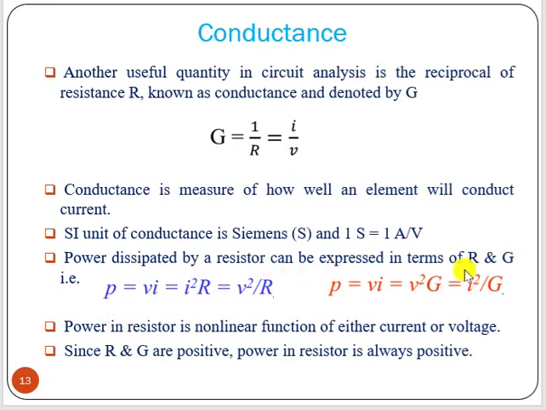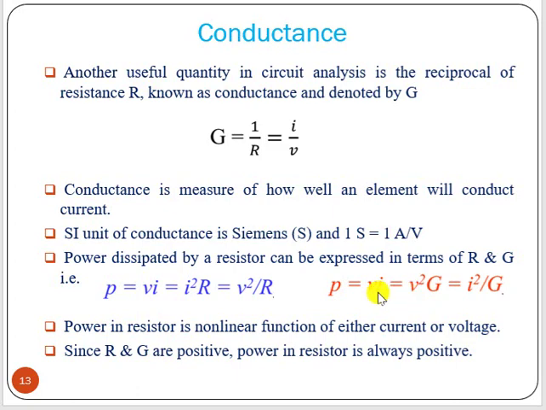Now, power dissipated by a resistor can be expressed in terms of R and G both. As we know from the first and second lecture, P equal to V into I. If we put V equal to IR, that becomes I into IR, that is I square R. If we put I equal to V by R, then it becomes V square by R. Similarly, P equal to VI. Now if we put V equal to I by G, it becomes I square by G.